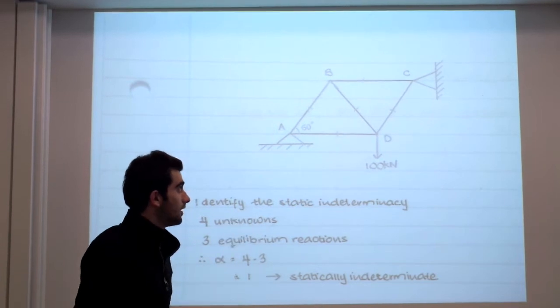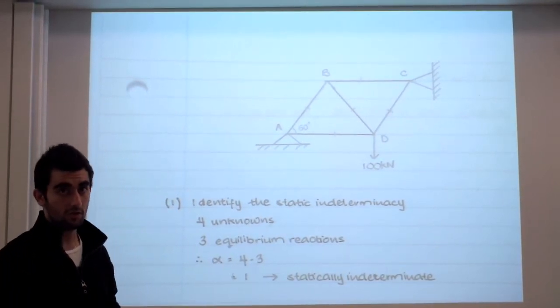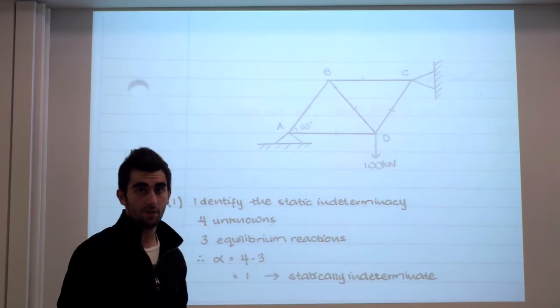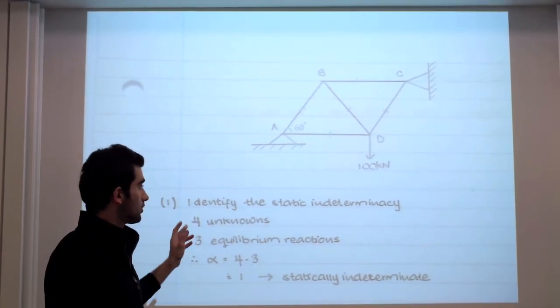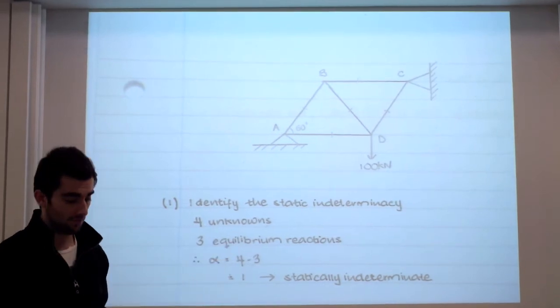Over here we're given a pin joint truss in which all the members are of the same length. Hence we'll have two equilateral triangles. First of all, we're going to identify the static indeterminacy of this structure.